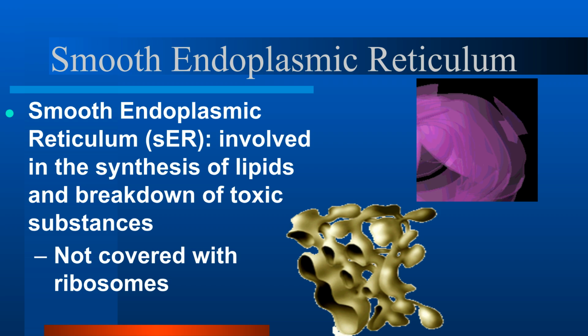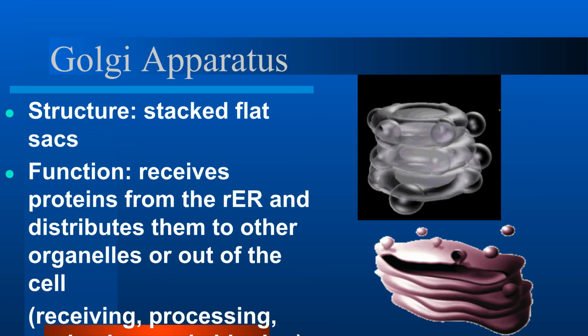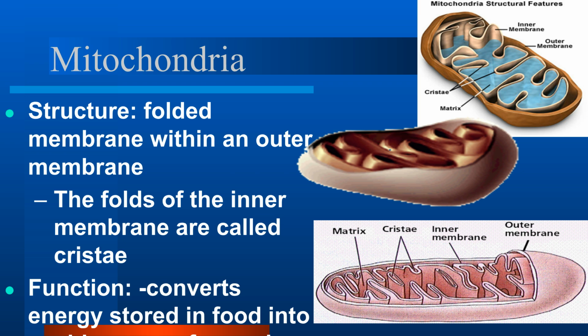The smooth endoplasmic reticulum, or SER, is not covered with ribosomes. It is involved in the synthesis of lipids and the breakdown of toxic substances. The Golgi apparatus is a structure of stacked flat sacs. Its function is receiving, processing, packaging, and shipping proteins from the RER to other organelles or out of the cell. Mitochondria have a folded inner membrane, called cristae, within an outer membrane. Their function is converting energy stored in food into usable energy for work through cellular respiration.